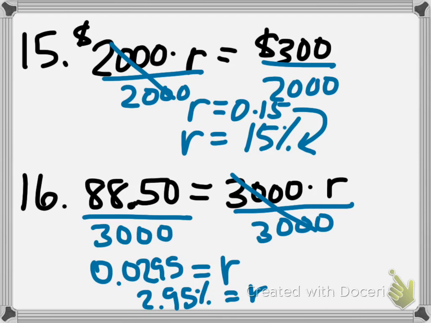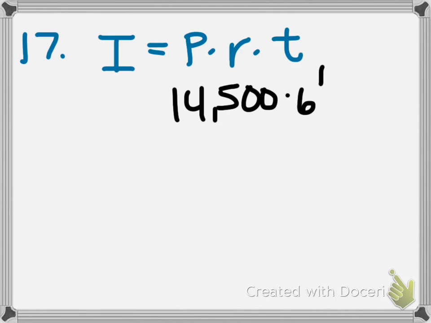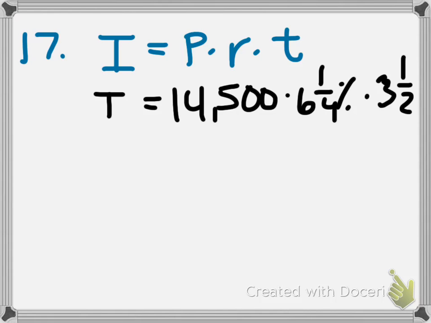Okay, I'd like you to turn the page. We're now on number 17 and talking about simple interest. So we need to find, using the simple interest formula, the missing number. So using our formula, I equals P times R times T, we need to find interest for number 17. So we know that the principal is $14,500. The rate is 6 1/4%, and the time is 3.5 years. I would like to change these numbers to decimals to find the interest.